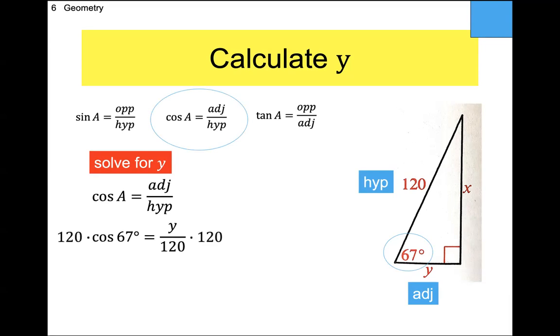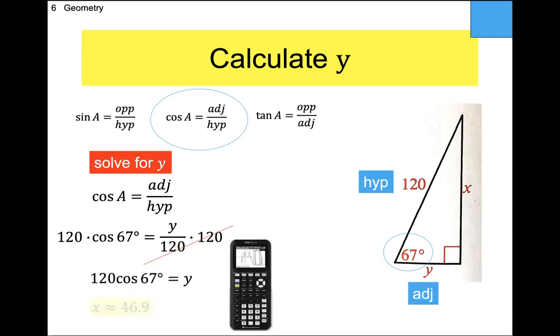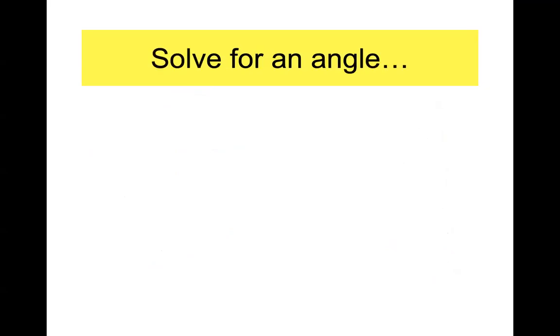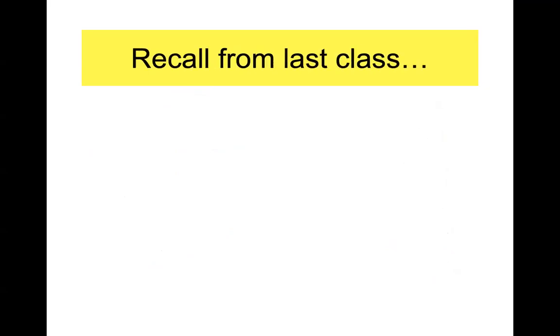And then I go to town with my calculator and do a little bit of algebra. Multiply both sides by 120. The 120s cancel. And at this step, most people would be grabbing their calculators right now. So 120 times cosine 67, and I'm getting 46.9. Good? All right.